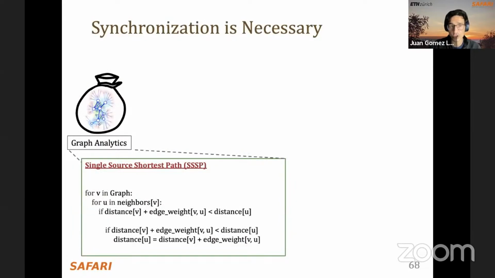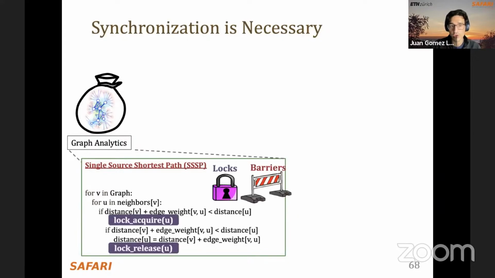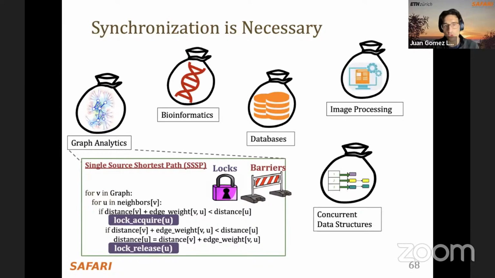Synchronization is necessary for many important applications like graph analytics, for example, an application like single-source shortest path. We will need to acquire locks and release them later in order to update some common data structure, like for example this array of distances that tells us the distance between a specific node of the graph and the source node. But synchronization is also necessary in many more applications as well.